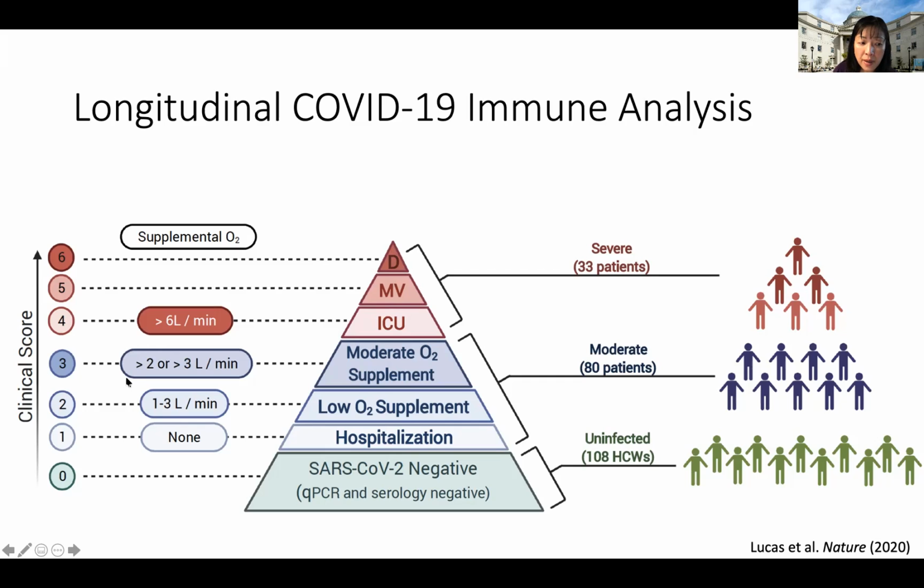And we ranked these patients, we assigned them clinical scores based on the amount of supplemental oxygen a patient required, all the way from no oxygen to varying degrees of oxygen, over 6 liters per minute of oxygen. And then we were able to study immune responses in all of these patients with varying clinical score over time.